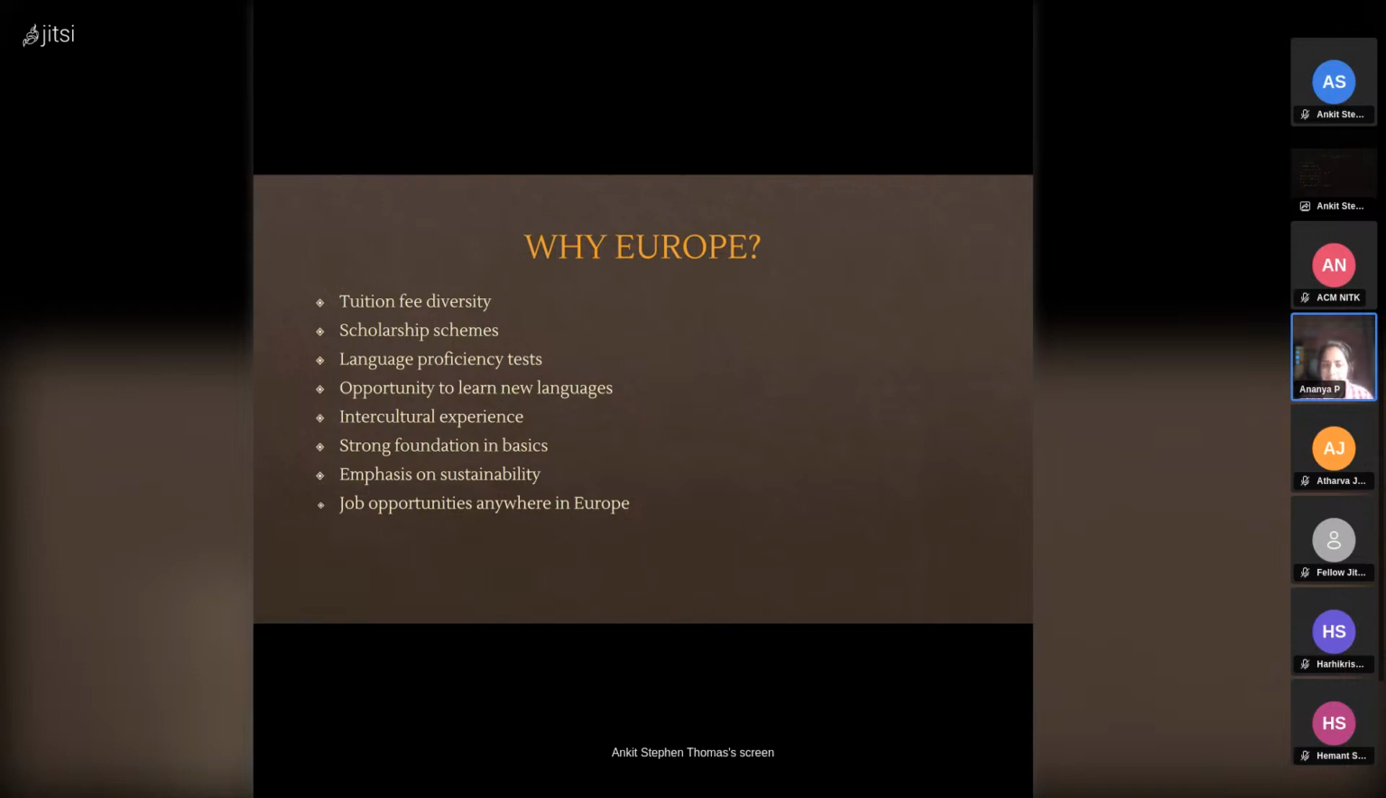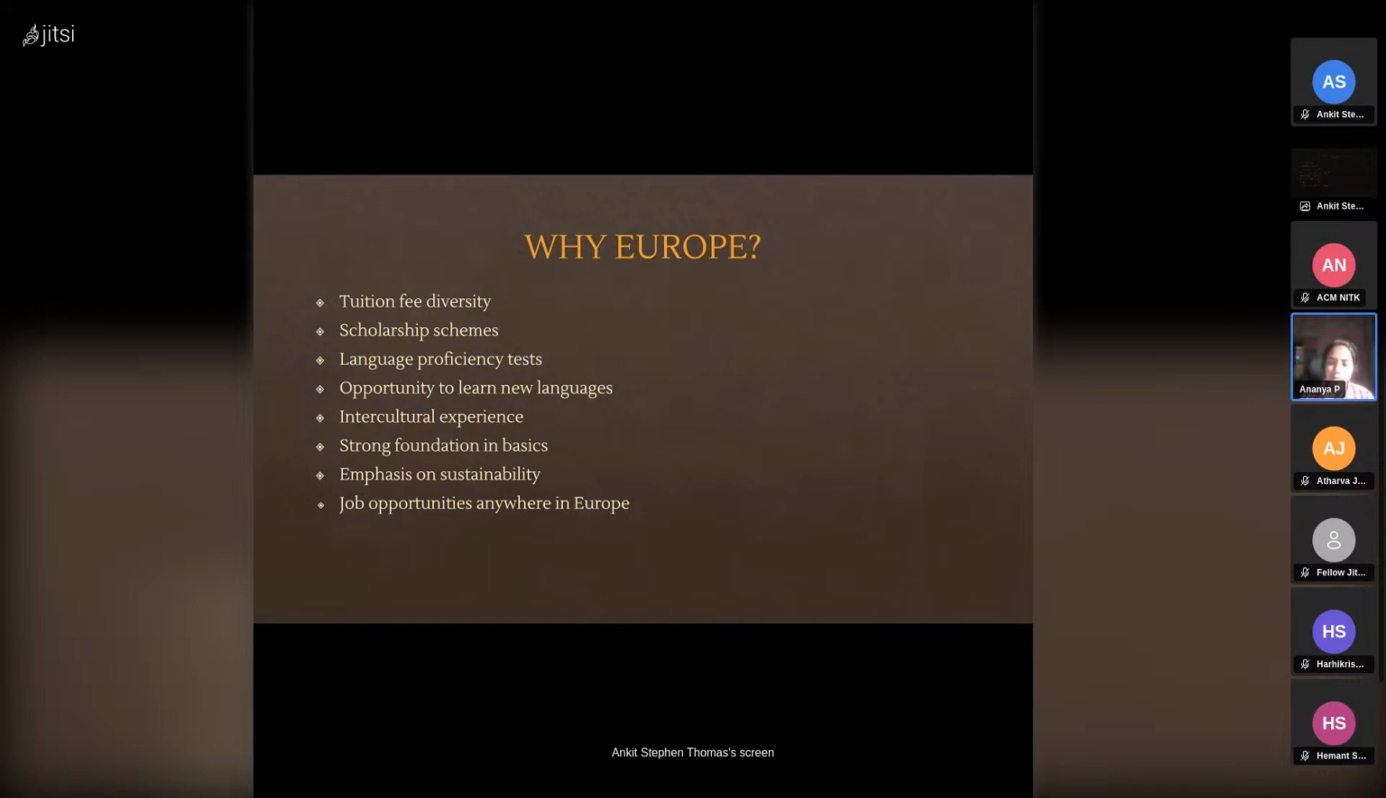Another main reason why Europe is a great place to study MS is its emphasis on sustainability. Be it the courses which are given there or even the companies which are there, they have a lot of emphasis on sustainability. For example, I'll be showing that later: my course, which is about advanced materials in the field of sustainability.